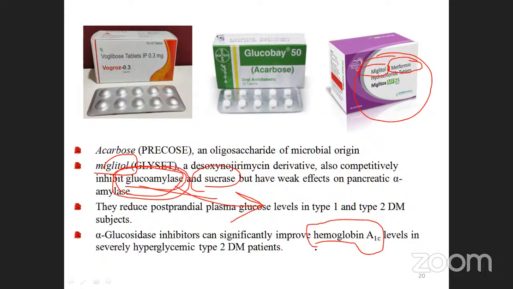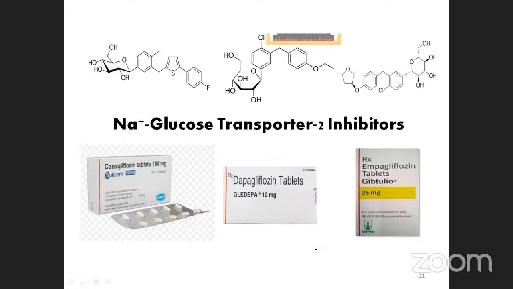So the next category of drugs, not the last, is sodium glucose transporter 2 inhibitors, or SGLT2 inhibitors. That is the latest drug class. Basically, all these drugs are gliflozins. Gliflozins are sodium glucose transporter inhibitors. The popular gliflozins are canagliflozin, dapagliflozin, which is really popular, and empagliflozin. These gliflozins are basically SGLT2 inhibitors.